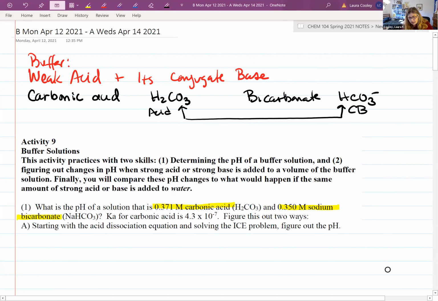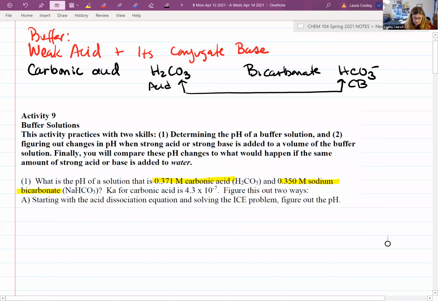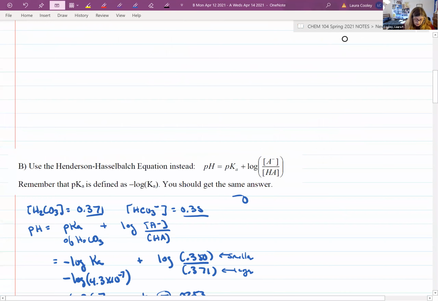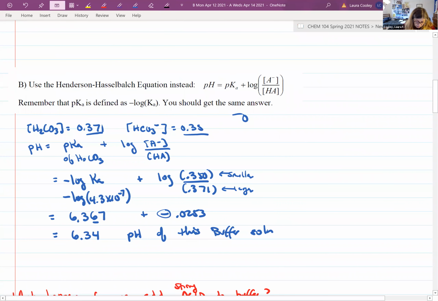And there are significant amounts of both of these in here because we're dealing with a 0.371 molar solution of carbonic acid and a 0.35 molar solution of sodium bicarbonate. So that supplies 0.350 molar of bicarbonate. Now, last time, what I did was I showed you how we can use this equation. This is called the Henderson-Hasselbalch equation.